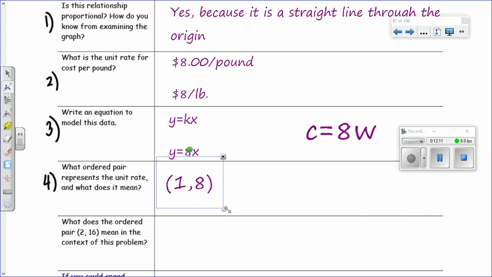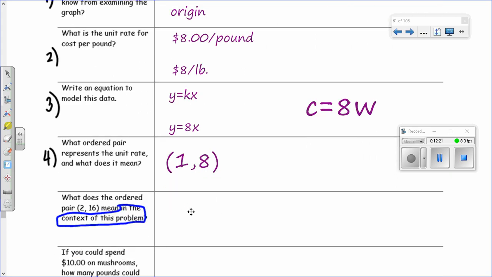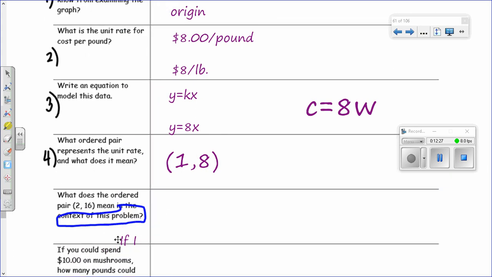And then what does 2 comma 16 mean in context of this problem? So if you haven't been paying attention, hopefully you're seeing that phrase in context of this problem. Go ahead and write down what 2 comma 16 means. There's more than one way you could write it. And like I said, pause it if you need to and write it, then unpause it.